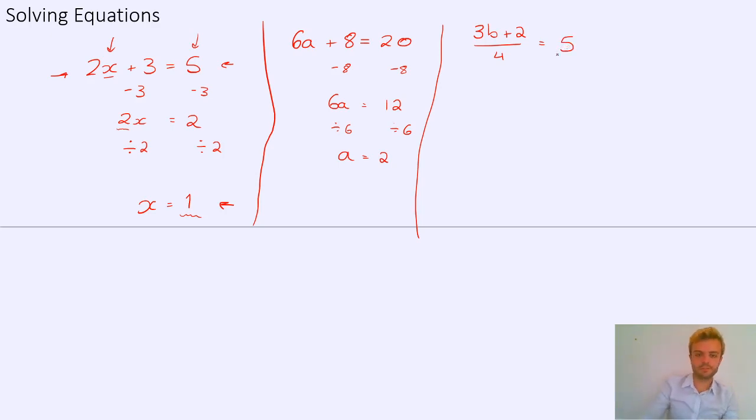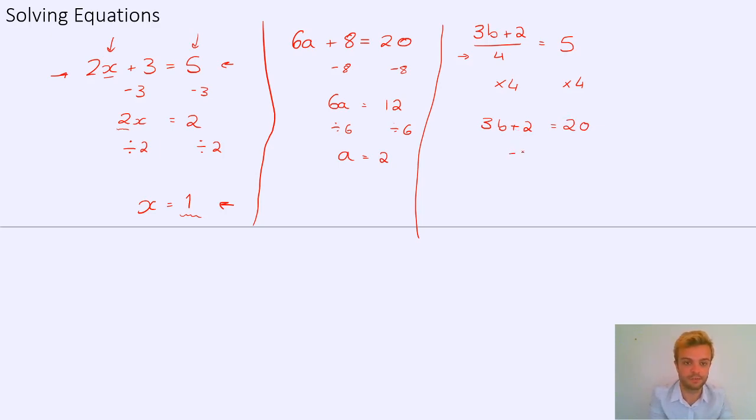Right, so the first thing we'll do in this case, we can't even take away 2 yet, and we can't divide by the 3 yet because of this divide by 4. So the first thing we're going to do is multiply by 4. We're doing that because it's going to cancel out the divide by 4 and leave us with 3b plus 2. And if we multiply the 5 by 4 as well, we get 20. Now I can do the same thing that I did in all the other questions.